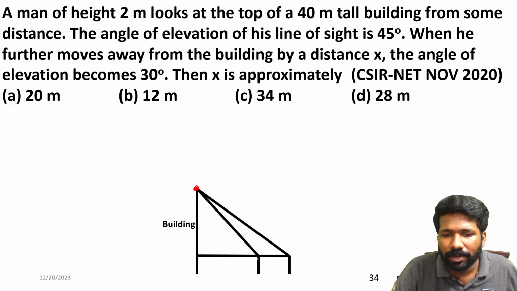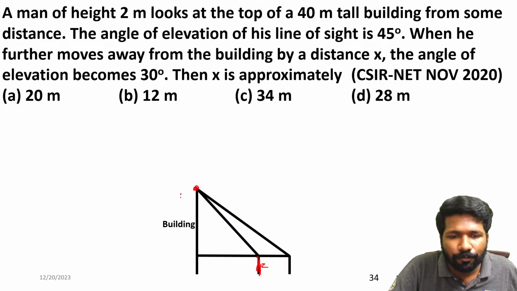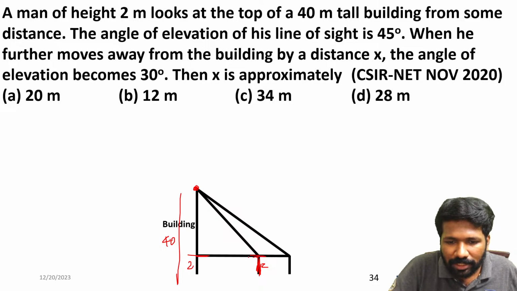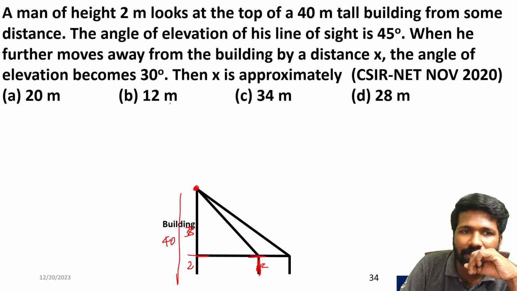So the height of the man is 2 meter, which means this line length is 2 meter. That 2 meter tall person is looking at the building which is 40 meter tall. Out of 40 meter, this much is 2 meter because his height is 2 meter. Remaining is 38 meter. I will tell you why that 38 meter is needed.